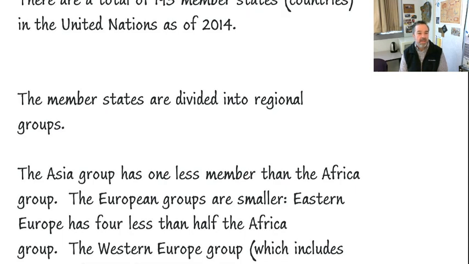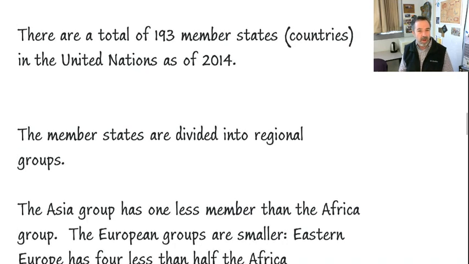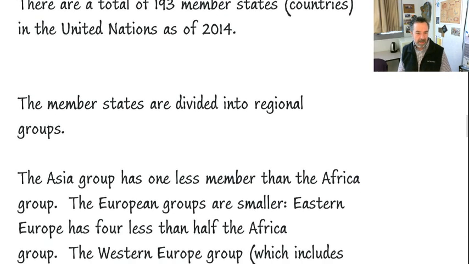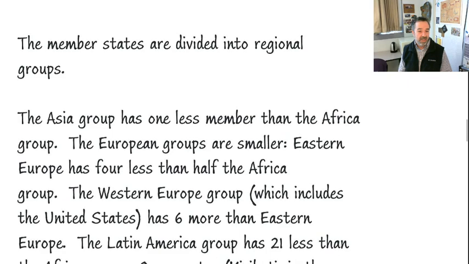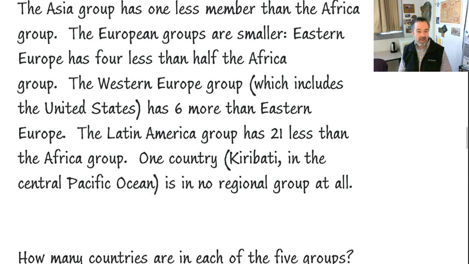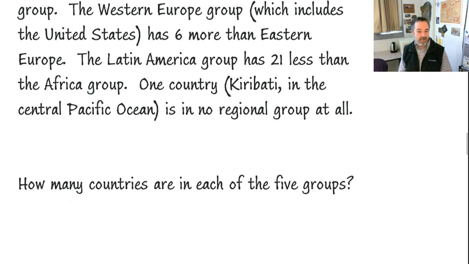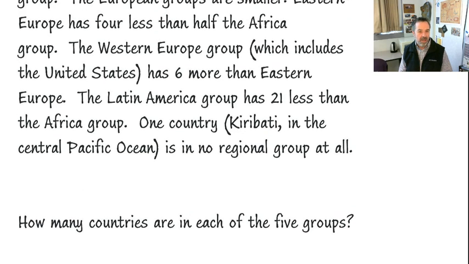Okay. The European groups are smaller. Eastern Europe has four less than half the Africa group. So what's happening here is if we define a variable, we're going to use that variable. And remember that these have to add up to 193. And the question here is how many countries are in each of the 5 groups? So there are 5 groups.